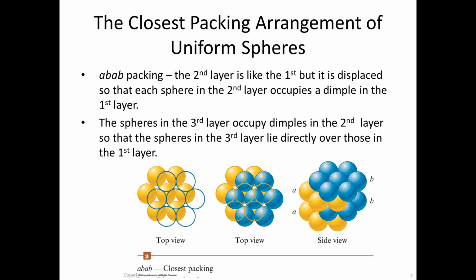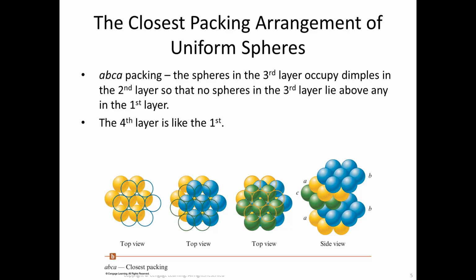We have an AB packing, where the second layer is like the first, but it is displaced so that each sphere in the second layer occupies a dimple in the first layer, and then the spheres in the third layer occupy dimples in the second layer, so that the spheres in the third layer lie directly over those in the first layer. Again, this is our AB packing.